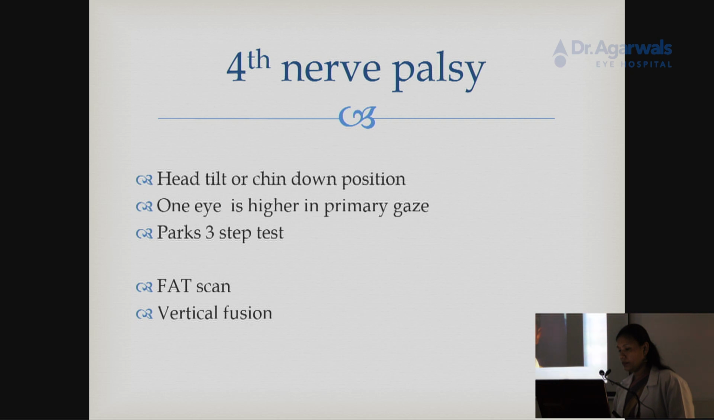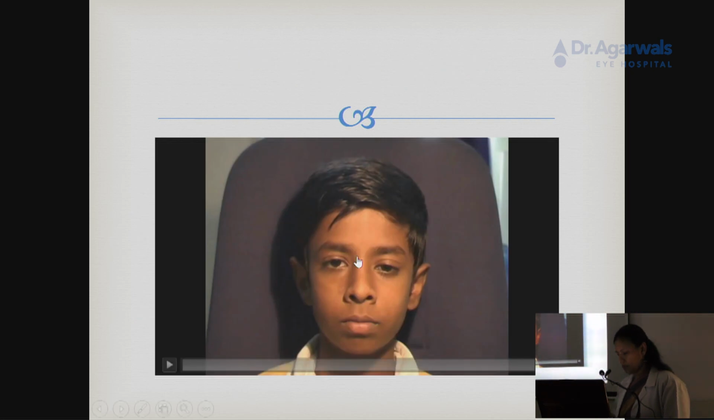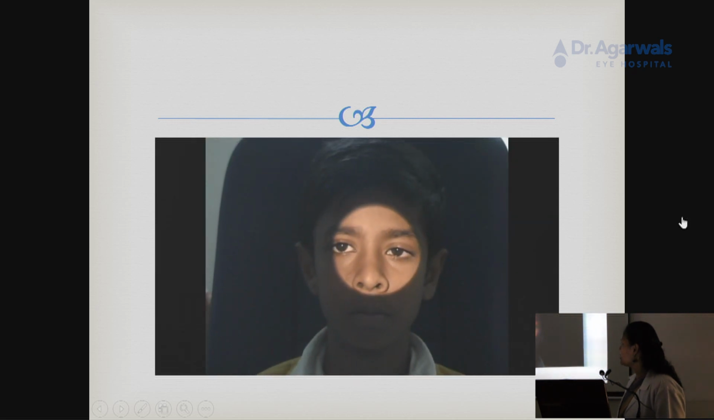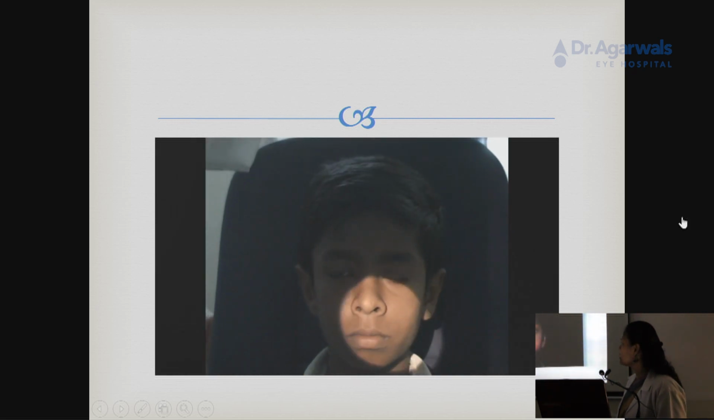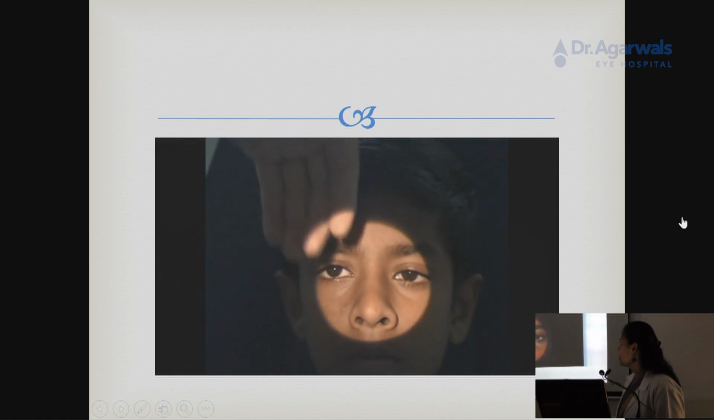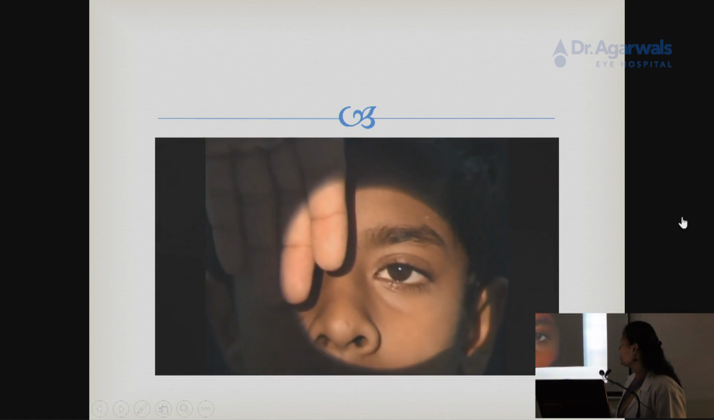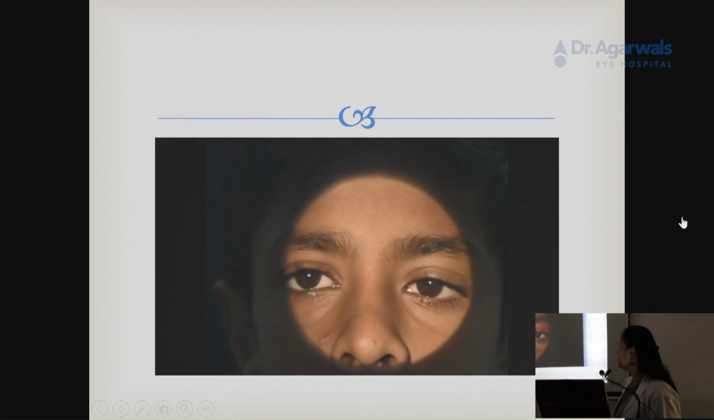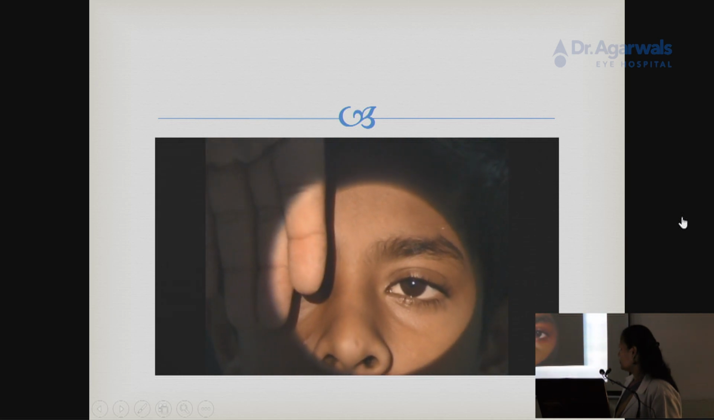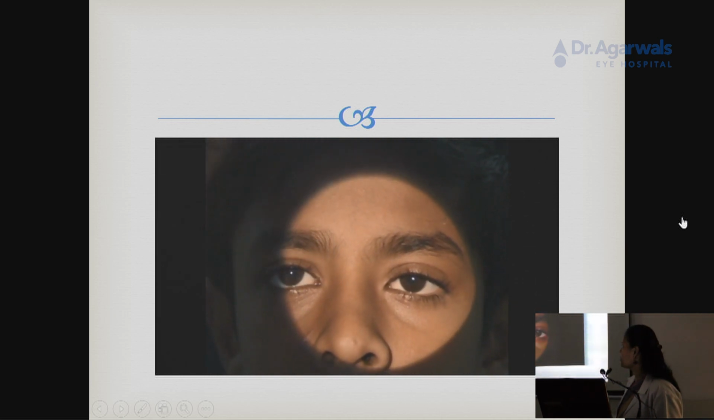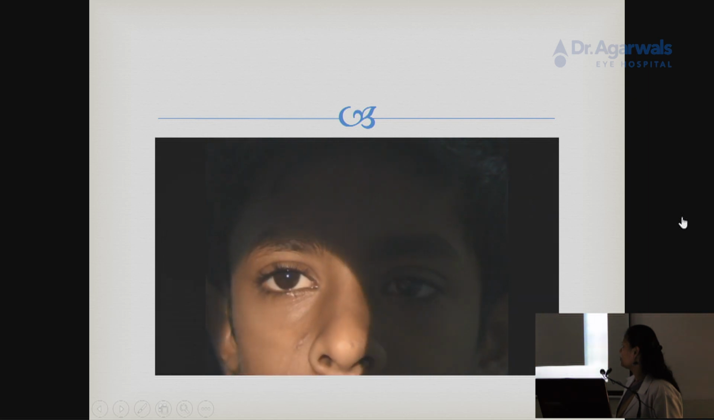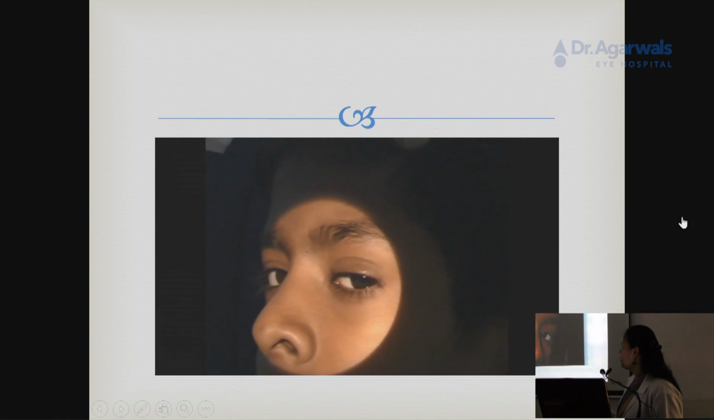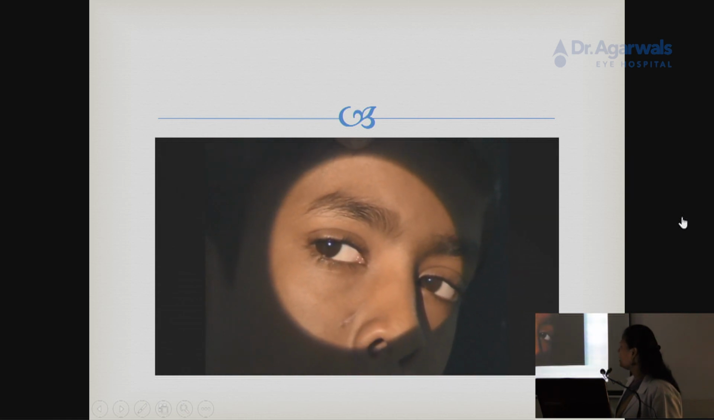So this is a case of a fourth nerve palsy. You can see there is an R over L. The right is hypertropic and the left is hypotropic. See, on covering, the eyeball is moving up to take up the fixation. You can see very well the eyeball is moving up to take up the fixation. So you do a dextroversion and a levoversion, and then you do a head tilt.